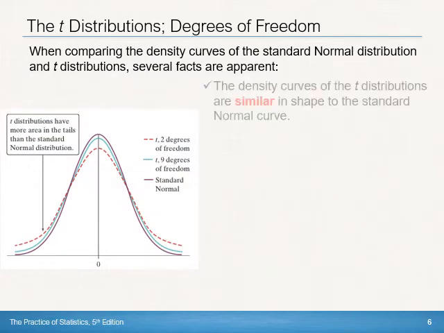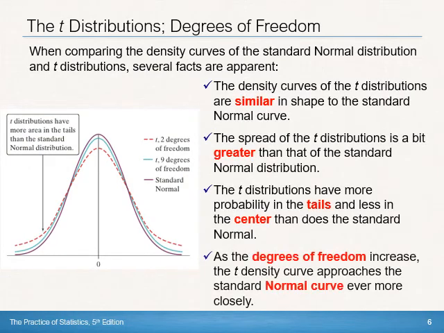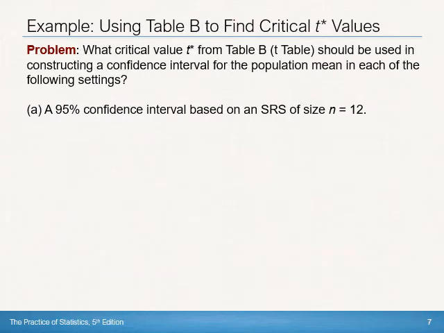Okay, so this slide simply shows you the similarities and differences between the normal curve and a number of t-distributions of various degrees of freedom. So we see the purple graph is the normal curve. The other two graphs are t-distributions. Notice the main difference is that the t-distributions have less area under the curve in the middle and more area out in the tails.